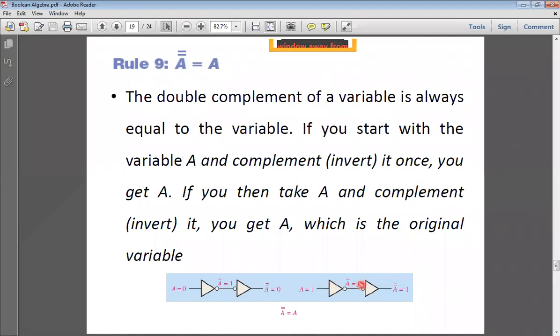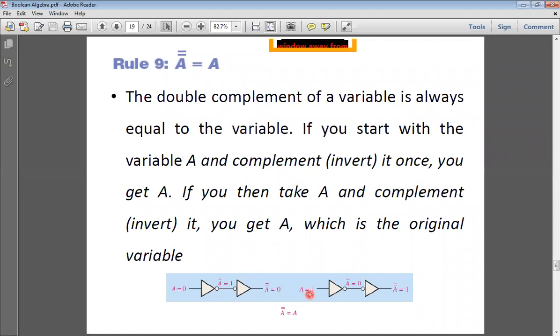Let's see the same thing here. Let's give the value A equal to 0. A equal to 0 is the input to the inverter. What we get is 1. See here, we get 1. And when 1 is applied to the inverter again, what we get is 0. So we are giving 0, we are getting 0.